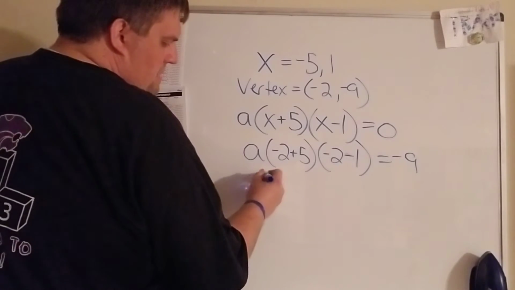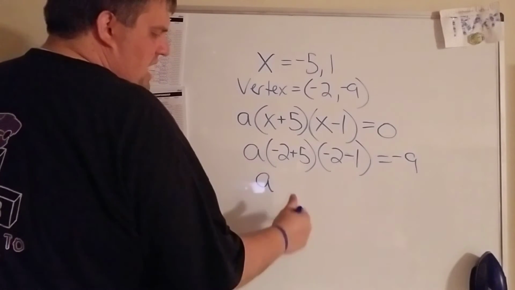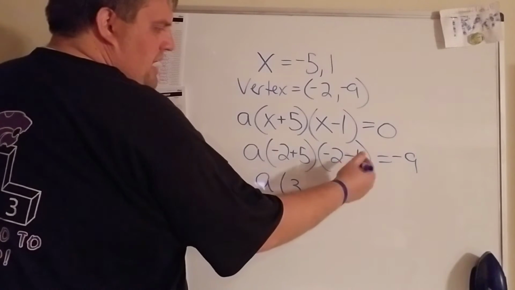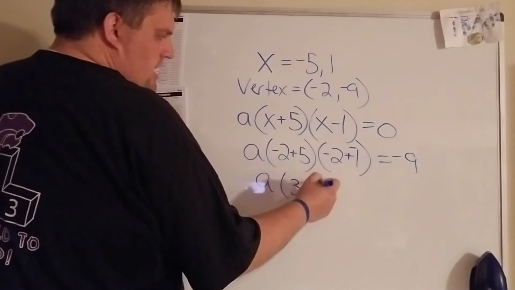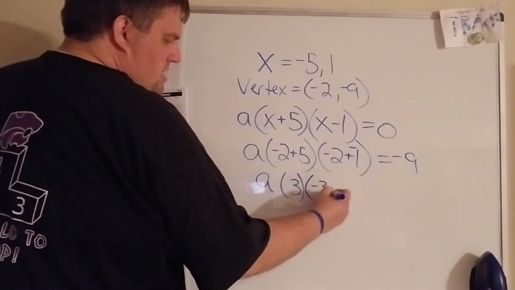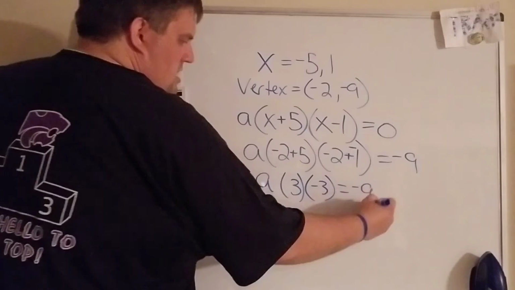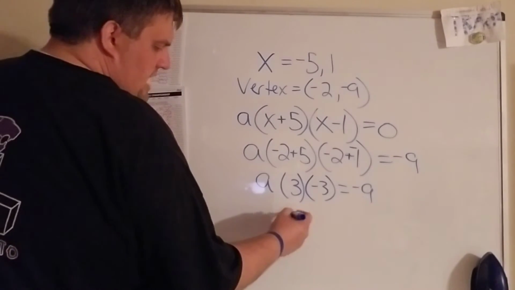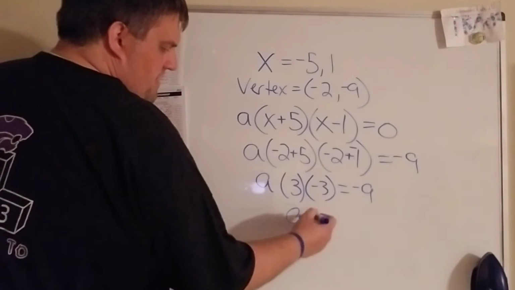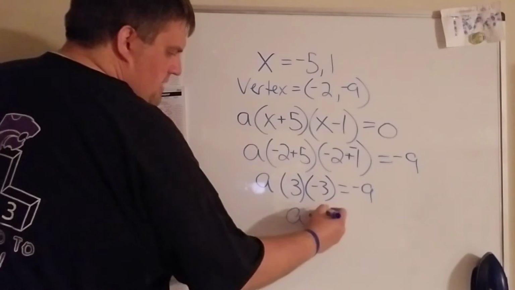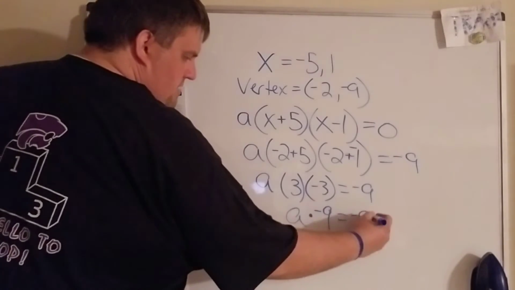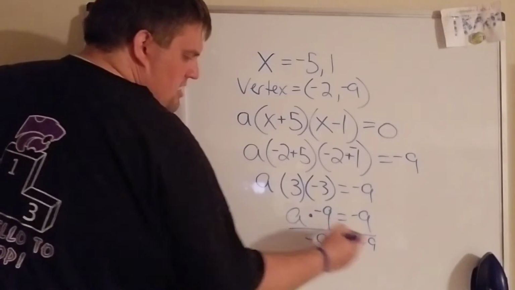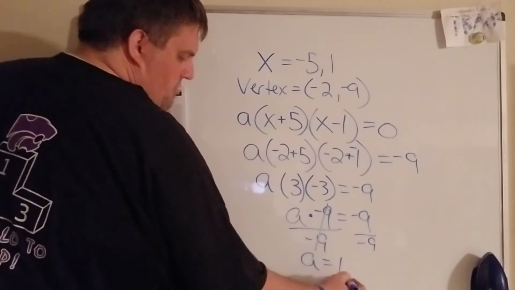Now we're just going to do a little bit of math. -2 plus 5 is 3. -2 minus 1 is -3. And then 3 times -3 is obviously -9. So we have a times -9 equals -9. And check this out. If I divide by -9, then I just get a equals 1.